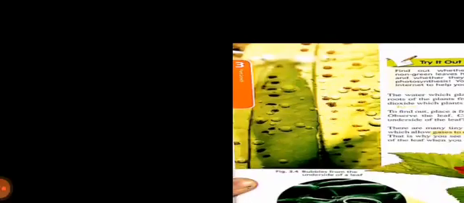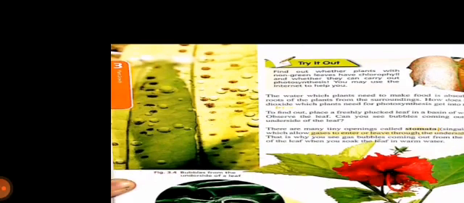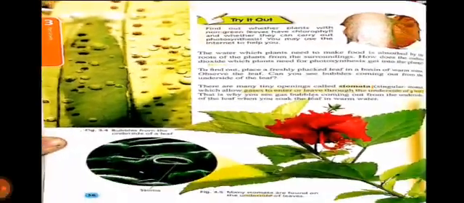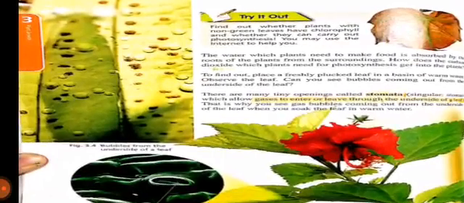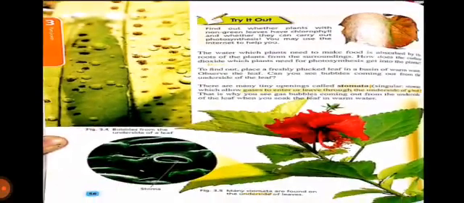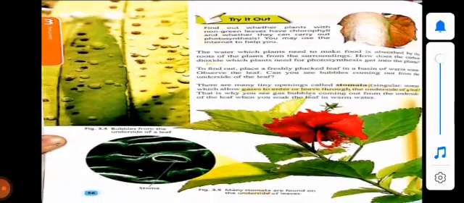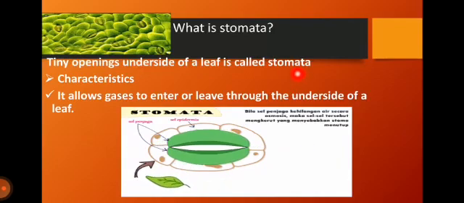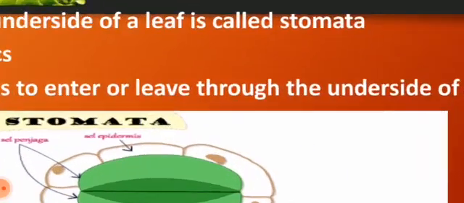In these next lines, it is explained what stomata is. We will see that stomata is a tiny opening present on the underside of the leaf. Let me explain it through the slide. What is stomata? Stomata is the tiny opening that is present on the underside of the leaf. Look here in the picture.